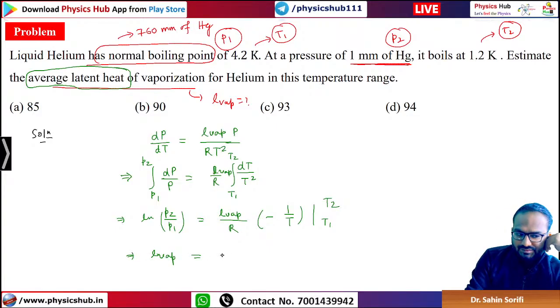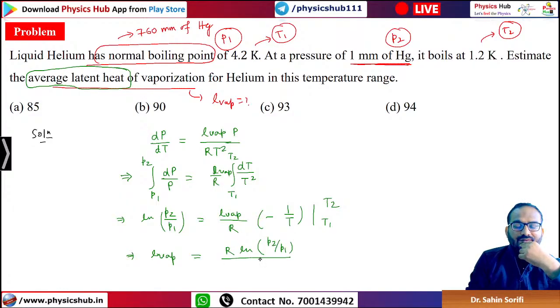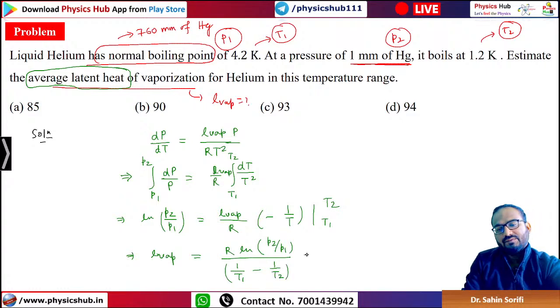L vaporization is equal to R times this Ln P2 by P1, divided by minus 1 by T2 plus 1 by T1. So we can write it as 1 by T1 minus 1 by T2. So this is the formula.